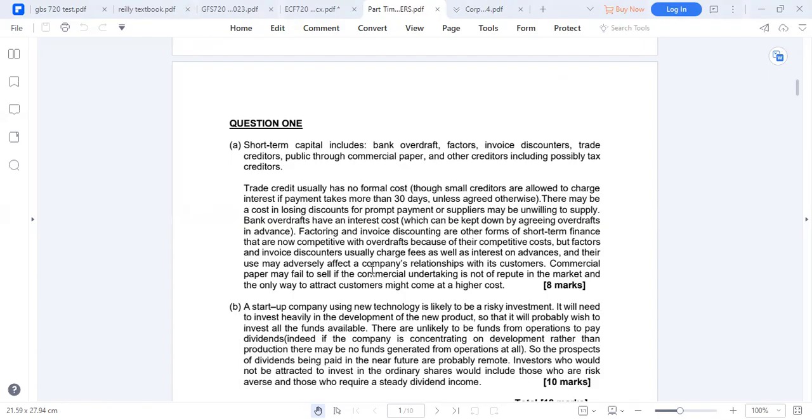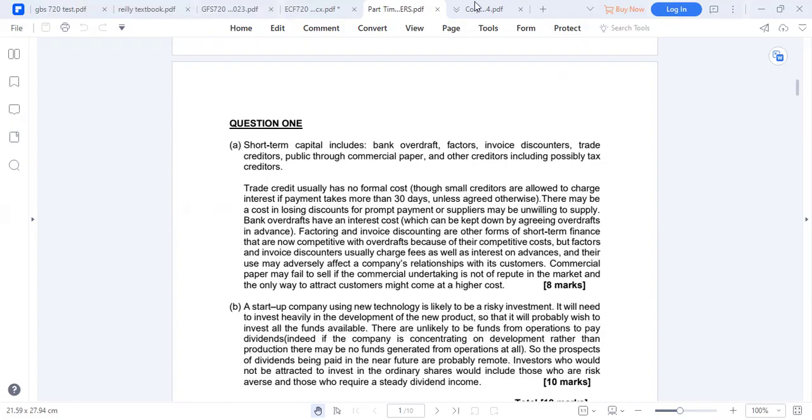So there are unlikely to be funds from operations to pay the dividends needed if the company is concentrating on development rather than production. So the prospect of dividends being paid in the near future will probably be remote. So investors will not be attracted to invest in ordinary shares, and these would include those who are risk averse.